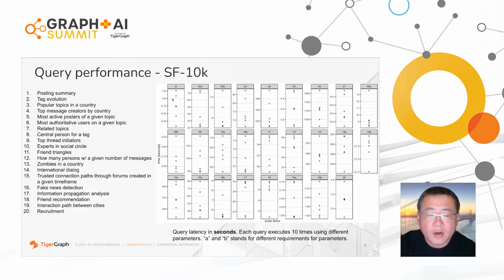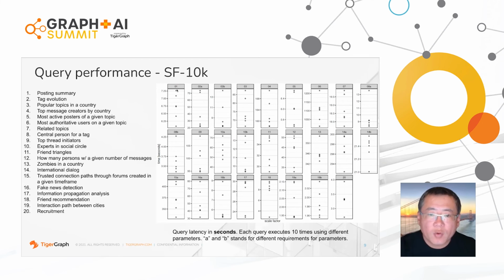And for each query, we conducted 10 runs using different parameters at different time points, because when we run this BI benchmark, it requires you to do batch update 1, and then you run the 20 queries with a set of parameters, and then you run batch update 2, and then you run the 20 BI queries with another set of parameters, and then you repeat this 33 times.